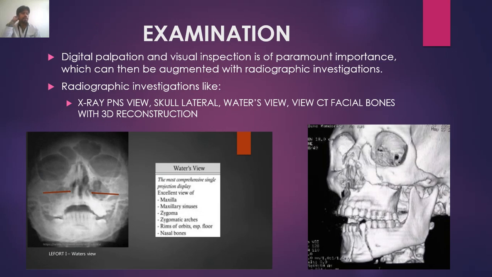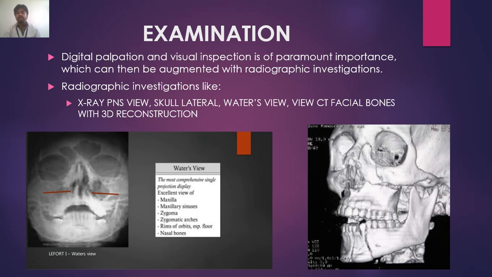Coming to examination, digital palpation and visual inspection is of paramount importance, which can then be augmented with radiographic investigations. Radiographic investigations like X-ray PNS view, lateral view, Waters view, and CT facial bones with reconstruction are the most important ones which we can use. To the left side, you can see the Waters view, an excellent view of the maxilla, maxillary sinuses, zygoma, zygomatic arches, rim of orbit, especially the floor, and nasal bones.